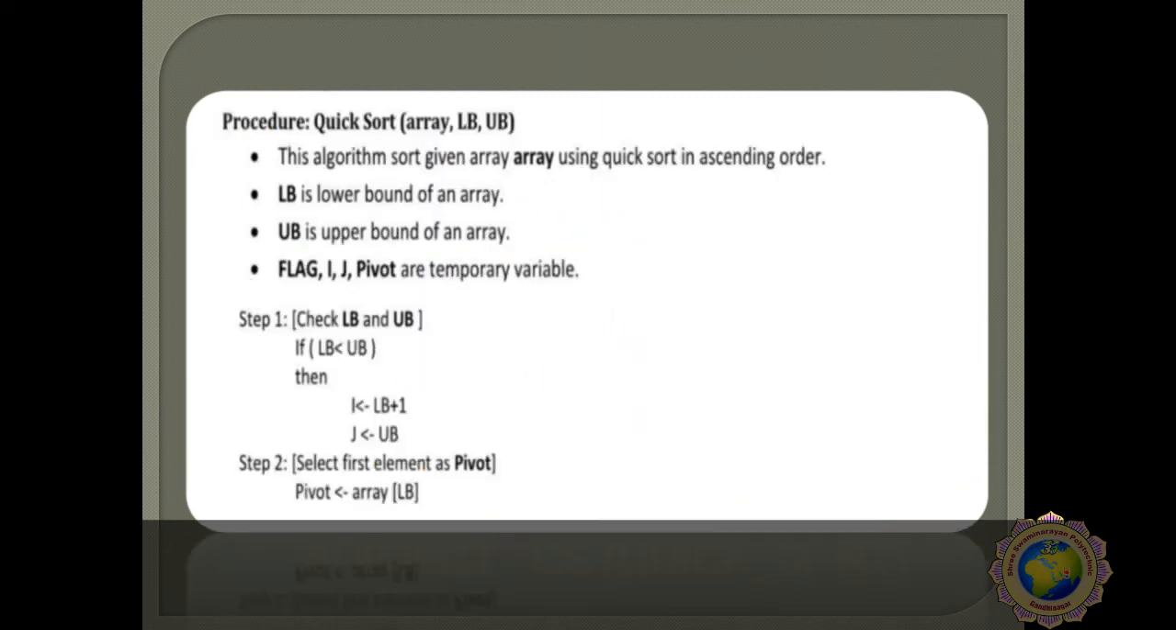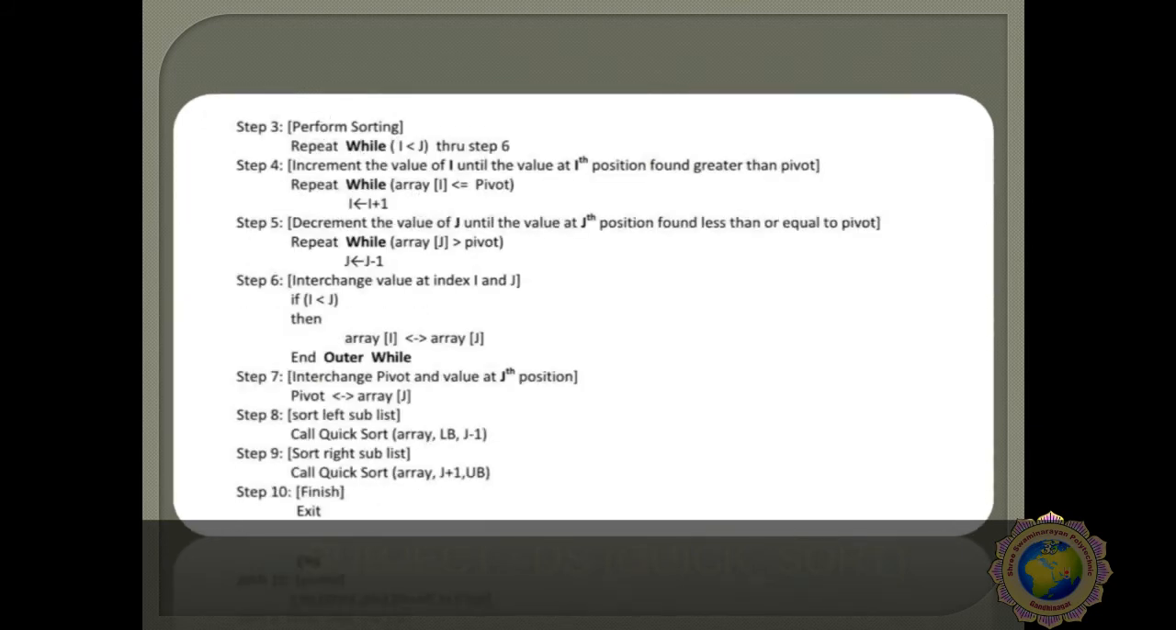Next, the procedure of the quicksort algorithm steps. This is our algorithm for quicksort. LB is the lower bound of the array, UB is the upper bound of the array, and flag, i, j, pivot are our temporary variables. Steps 1 and 2 check the lower bound and upper bound. If lower bound is less than upper bound, then we set i as lower bound plus 1 and j as UB. Select the first element as the pivot, so pivot is array of LB. Then perform the sorting, and repeat the steps while, up to step number 6.